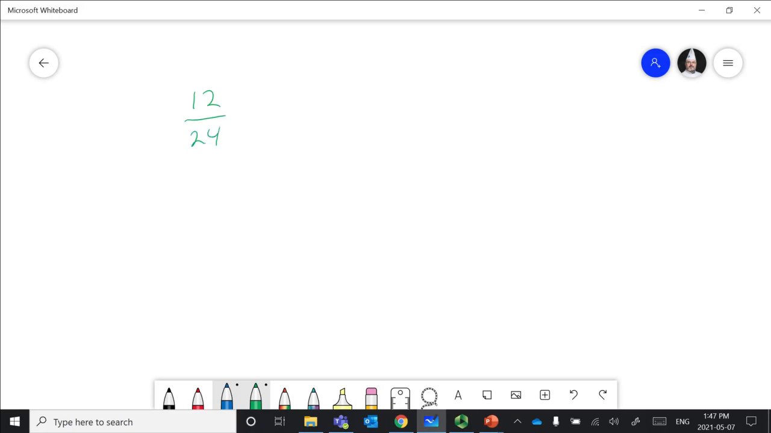12/24, right? So right off the bat, some of you are going to notice that, well, 12 will go into 12 because that'll give us 1, and then 12 can go into 24, which is going to give us 2. But you might not recognize that right off the bat. You might need to say, oh, well, hey, 2 will go into both of them. So whatever I do to the top, I have to do to the bottom, right?